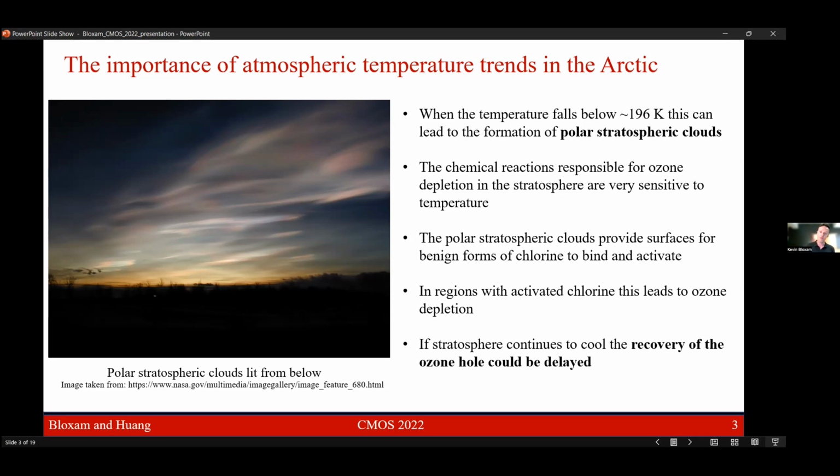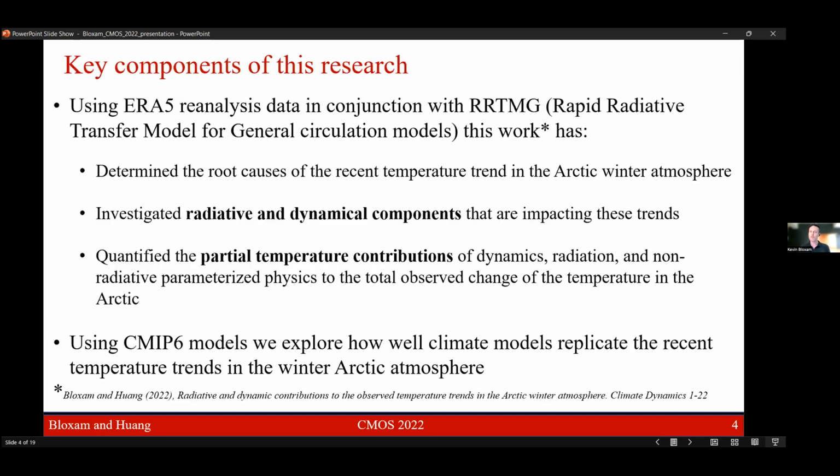So that's really the reasoning why this is an important topic to look into. Some of the key components of the research I'll be addressing today: using ERA5 reanalysis data in conjunction with a radiative transfer model, RTMG. This work was recently published in Climate Dynamics.